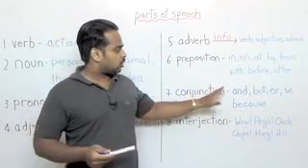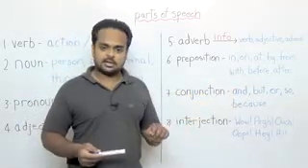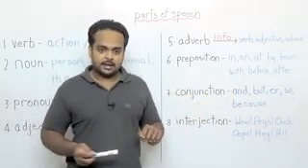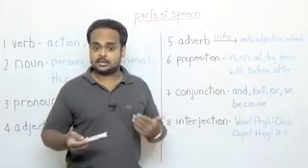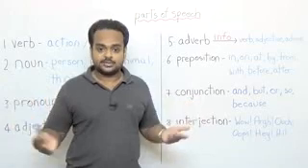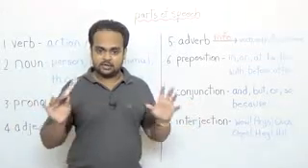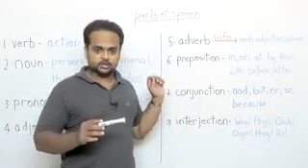Conjunctions are words like and, but, because, etc. And they help us to connect ideas. Those can be nouns, or they can even be verbs, and even whole sentences. So you can connect any two ideas using conjunctions.